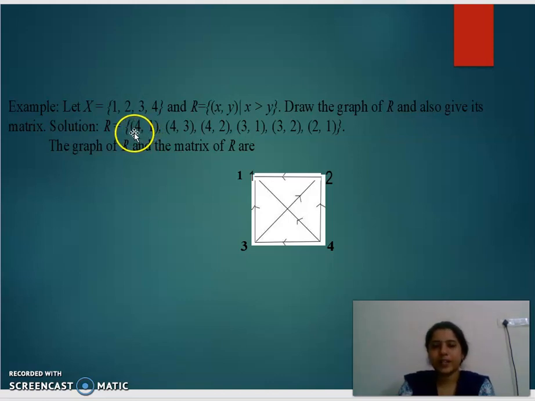So the first pair in our relation is (4,1), so there is an arc from 4 to 1. Next pair is (4,3), so there is an arc or edge from 4 to 3. Next (4,2), and (3,1), there is an edge from 3 to 1. For (3,2), there is an edge from 3 to 2, and for (2,1), there is an edge from 2 to 1. Here this edge may be a directed edge or it may be an undirected edge. So this is how to write the graph for any relation.